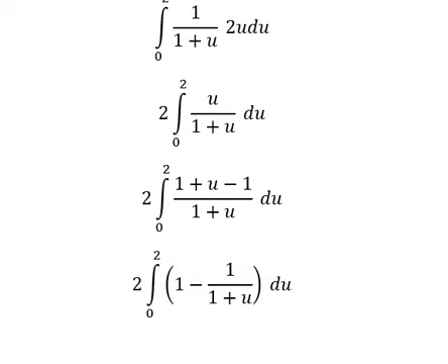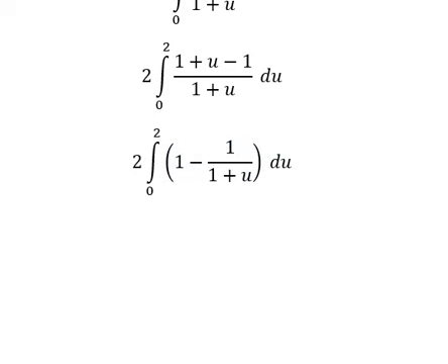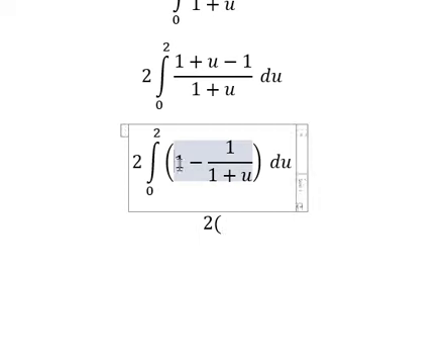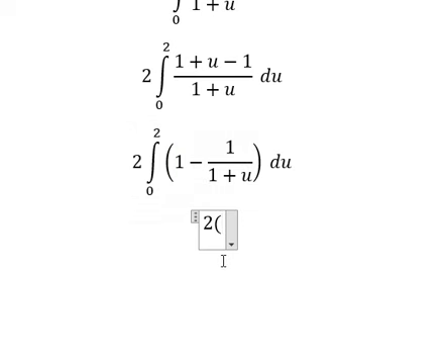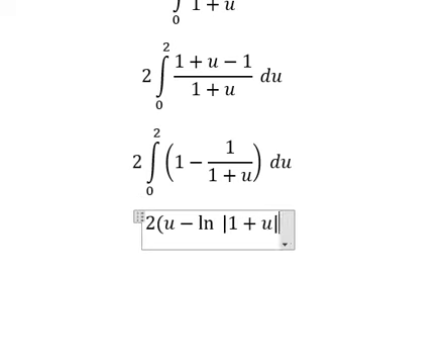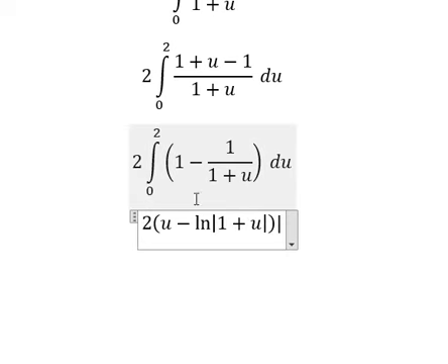And now we have the final answer. The integration of number 1, that is u. The integration of this one, we have Ln of the absolute value of 1 plus u. And then I will put the bounds from 0 to number 2.